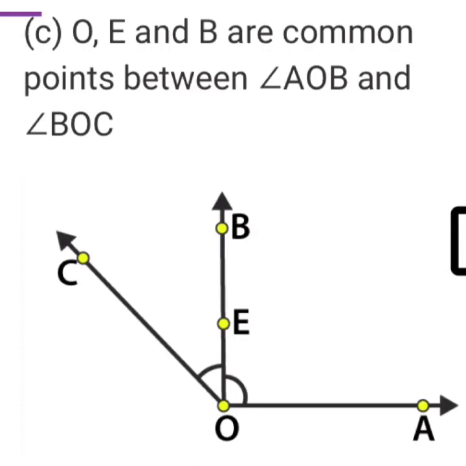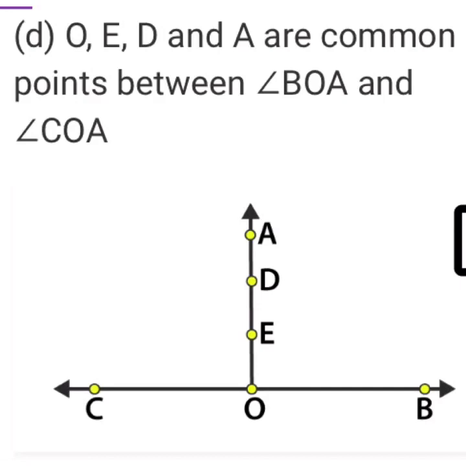So here you can see angle AOB and angle BOC. Here, which are the 3 points common? Points B, E, O are the 3 points which are common. Now the fourth one, 4 points in common. Here you can see, children, angle BOA and angle COA. Here the 4 points in common are points O, E, D and A. So points O, E, D and A are common points between angle BOA and angle COA.